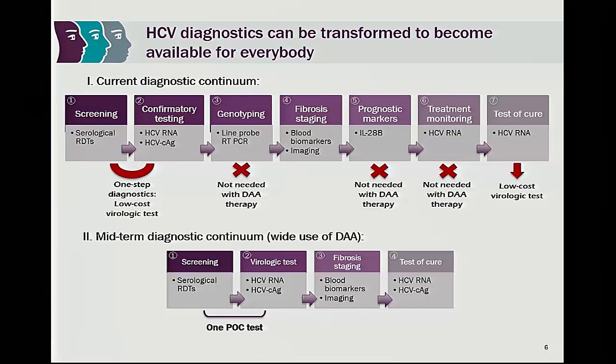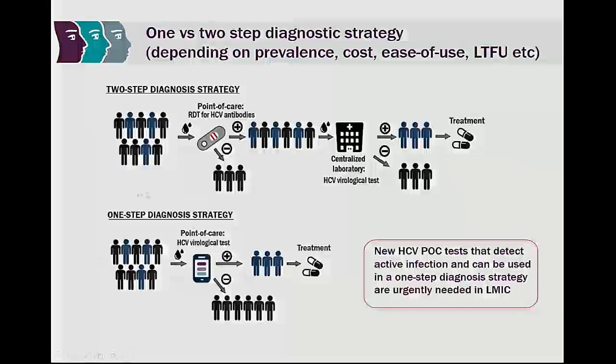And then let's take this a step further. Do we really need this two-step diagnostic strategy, meaning the serological test followed by a confirmatory NAT or core antigen test? This is what we are doing currently, and we have to do it because we have tests that are not affordable enough. They're too high cost a piece to really go to a one-step diagnostic strategy. And also, this would only make sense in really high prevalence settings.